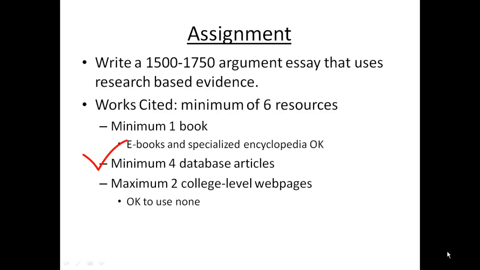You should use a minimum of 4 database articles and a maximum of 2 college-level web pages. For example, Wikipedia would not be a college-level web page. It is okay to use no web pages. There is nothing wrong with credible web pages. The goal of this assignment is to learn to use other types of resources.